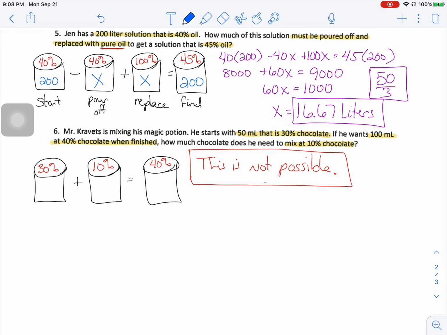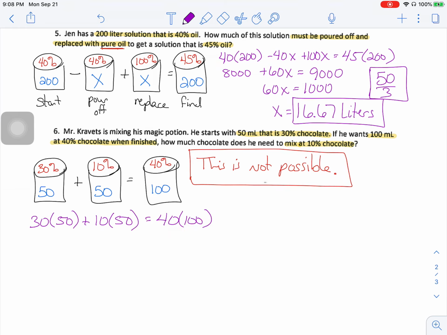Okay. So he's going to start with a 50 milliliter solution. He wants 100 milliliters when he's finished, which means this would have to be 50 as well. 50 plus 50 is 100. Okay. So let's check the math on this. If I take 30 times 50 plus 10 times 50, is that the same thing as 40 times 100? I have no idea, but I'm going to bet no.